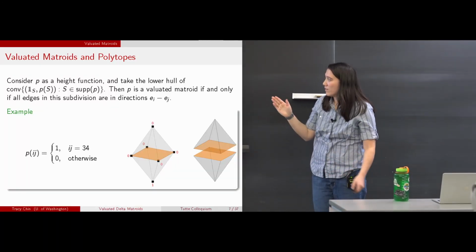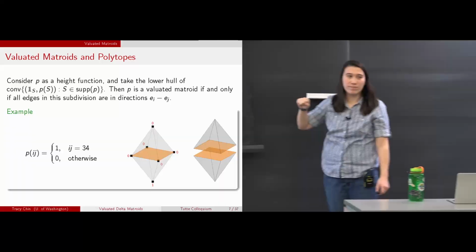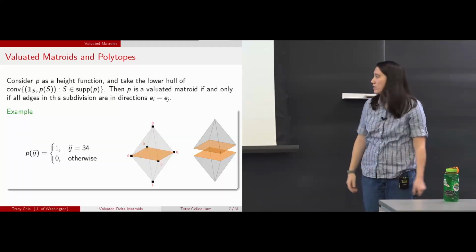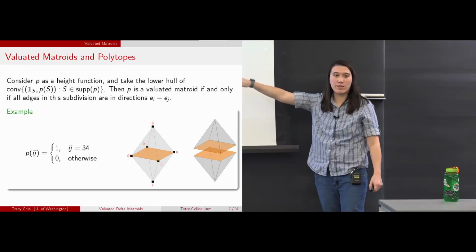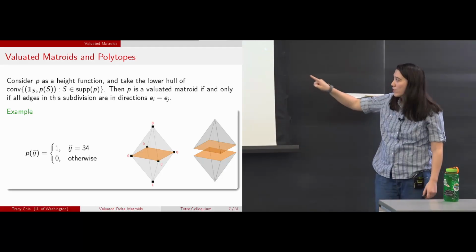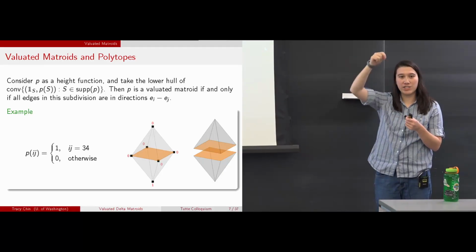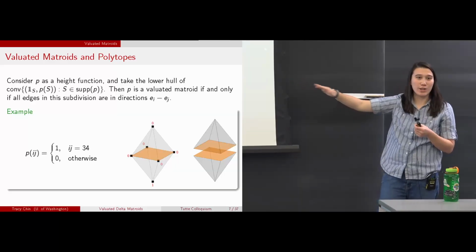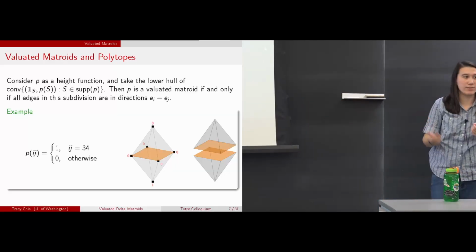So again, the fact that the minimum ends up being attained twice because of this valuated basis exchange means that we have to get some sort of square. And because we have a square, any bad edge is going to go through the center of the octahedron. And since we have a square that occupies the center of the octahedron, we can't have any of these bad edges.